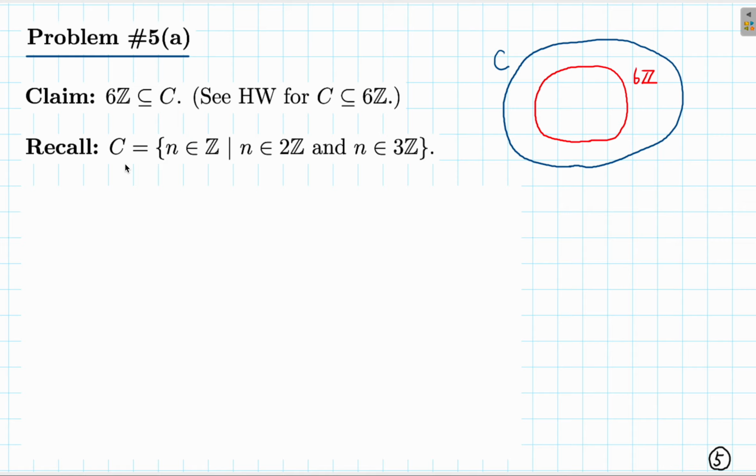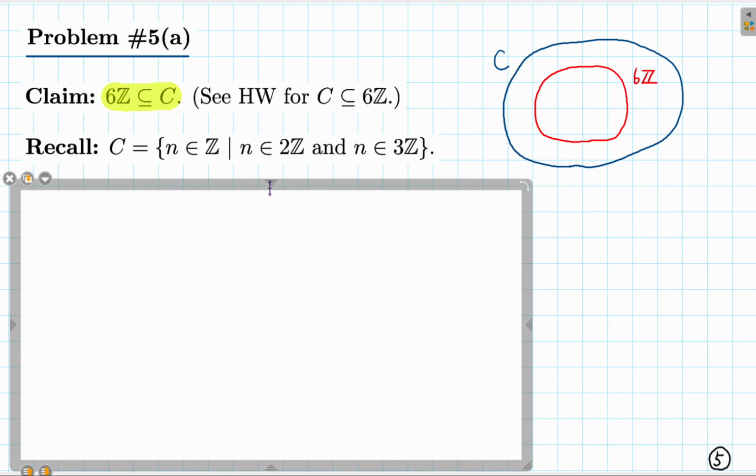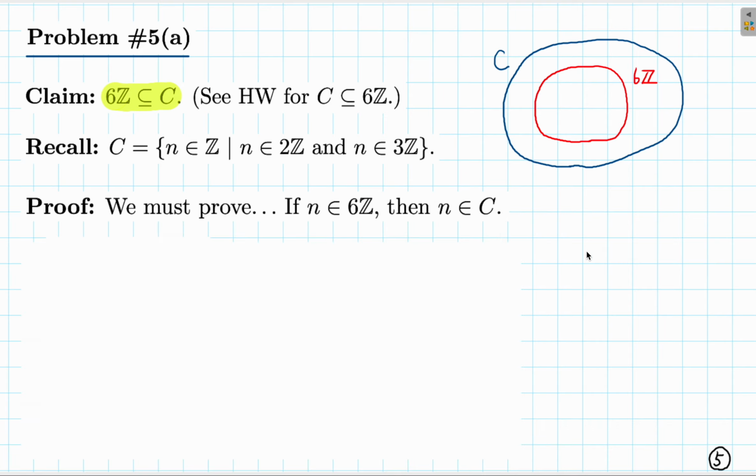And just as a reminder, C is the subset of Z that contains all the integers that are multiples of both 2 and 3. And so let's start writing the proof of 6Z is a subset of C. Now, the first thing we'll do is translate that to an implication, namely, if n is an element of 6Z, then n is an element of C.